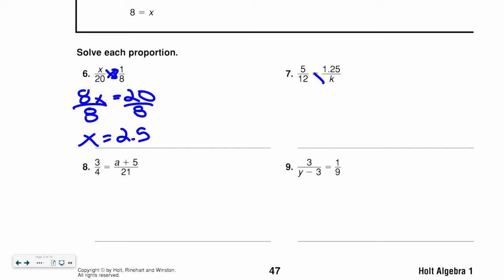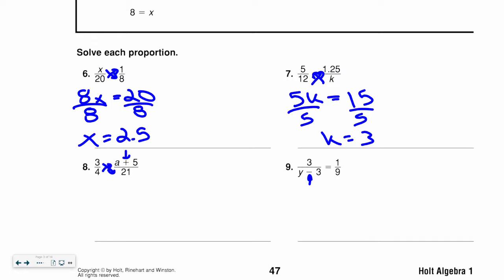Again, I do the same thing. 5 times k is 5k equals 12 times 1.25, which is 15. I divide by 5. K is 3. In these next ones, there is a plus sign or a minus sign. So I still cross multiply. I still do 3 times 21 equals 4, but now I put parentheses around it, a plus 5.